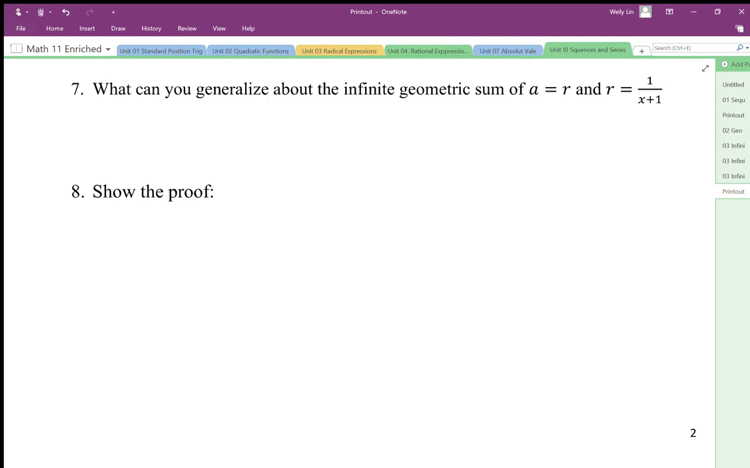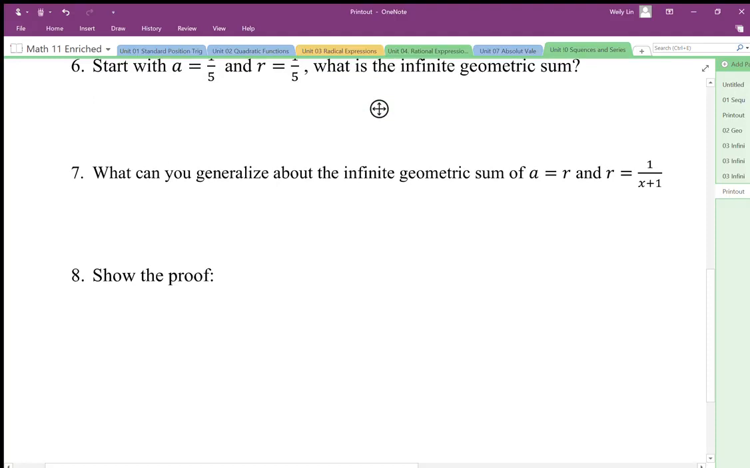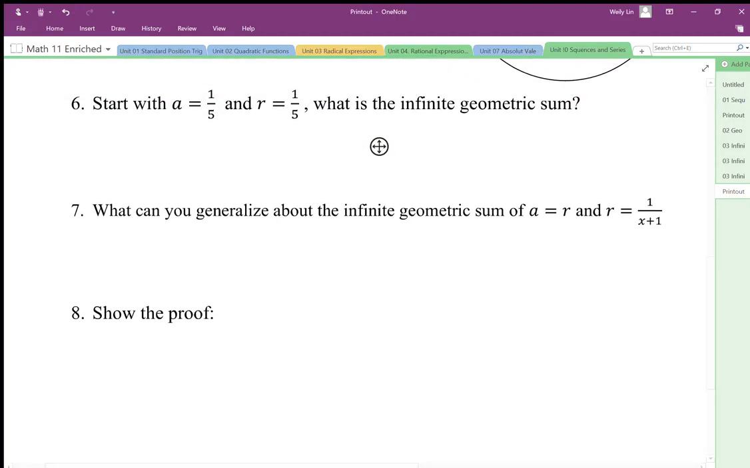So what can we generalize about the infinite sum when we start with r equal to 1 over x plus 1? In this case, we should have seen that when we started with r as 1 over x plus 1, so in this case x would be 4, we ended up with an infinite sum. S is equal to 1 over 5 over 1 minus 1 over 5. So that ended up being 1 over 5 divided by 4 over 5s. The 5s cancel out and we ended up with 1 over 4.